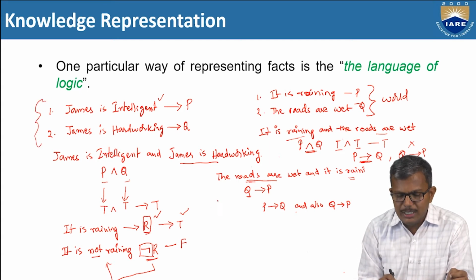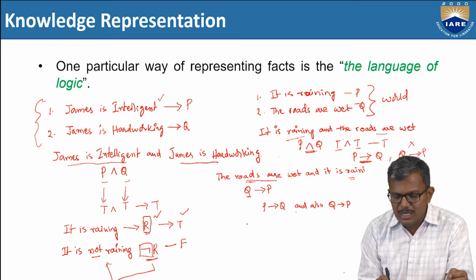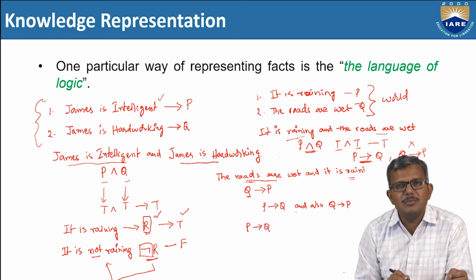Okay, so how I am writing here, you see the same thing. James is intelligent and James is hardworking. So in this case, what is happening? I can write like this: P implies Q. As James is intelligent, we can say that because of how he got the intelligence, because he is hardworking. What happens if I shuffle the statements?